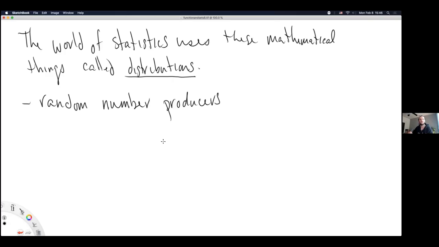The weights of these elephants might as well be considered random numbers, because you can't very well predict the weight of an elephant before you see and measure it. So we might as well call it random. But the process that produced these is thought of as a distribution in the world of statistics.